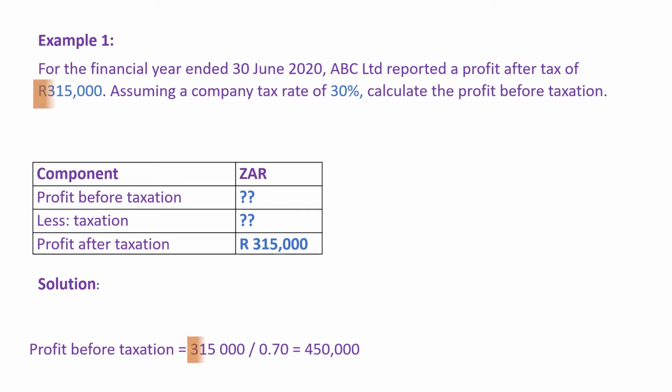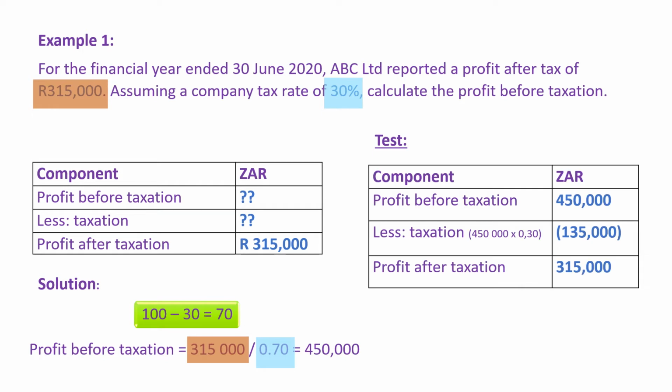You simply take 315,000 and divide it by 70% or 70 parts. One can then also test this out using the proof by taking 450,000, multiplying it by 30%, and you would arrive at 135,000. You subtract 135 from 450 and then you get 315,000 rands.